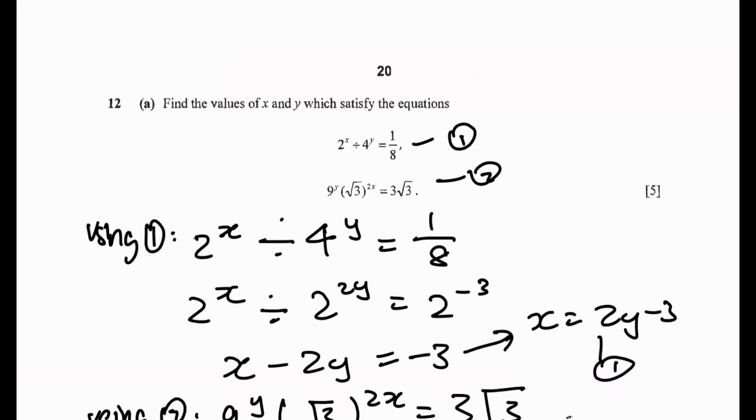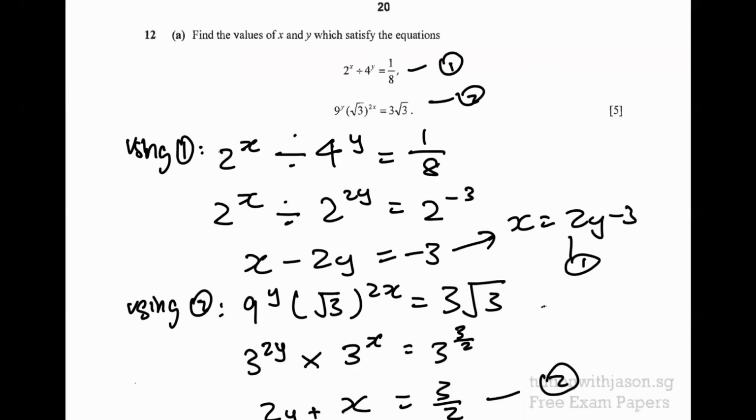Question 12. Let's see what you do. Find the values of x and y which satisfy the equations. Equation 1, equation 2. Let's see. So 2 power x divided by 4 power y equals 1 over 8. 4 is actually 2 squared, so it's 2 squared power y, which is 2 power 2y. Good. And 8 is 2 cubed, bring up, become 2 power negative 3.